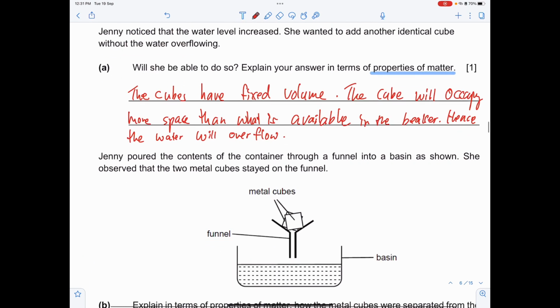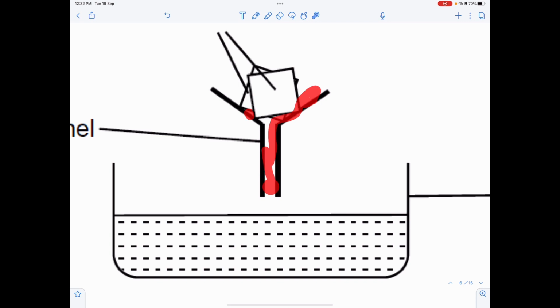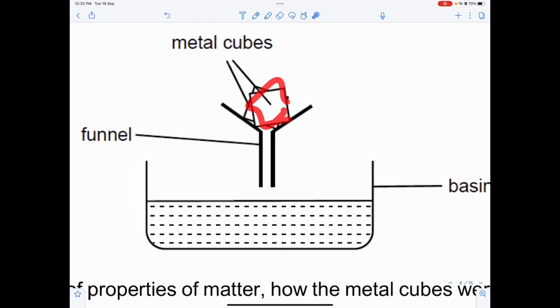Okay, next. Jenny poured the contents of the liquid through a funnel into a basin as shown. She observed that the two metal cubes stayed in the funnel. Explain in terms of properties of matter how the metal cubes were separated from the water. So ask yourself, how come this one cannot flow, this one can flow? Well, the answer is because water does not have a definite shape, so it can fit through the gaps. There will be some small little space here that your water can flow through, whereas your metal cubes are rigid, they have a fixed shape.